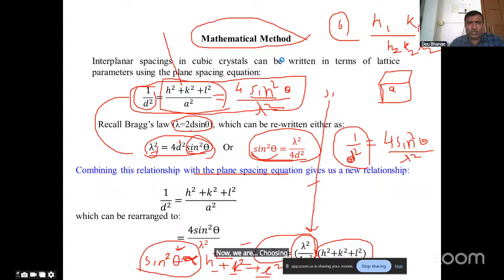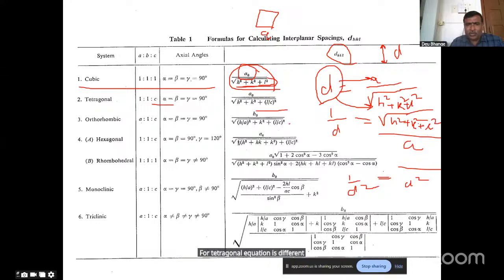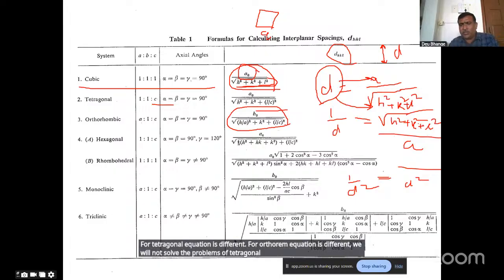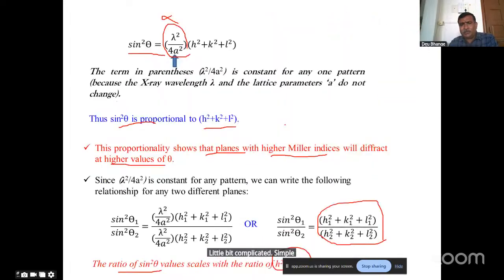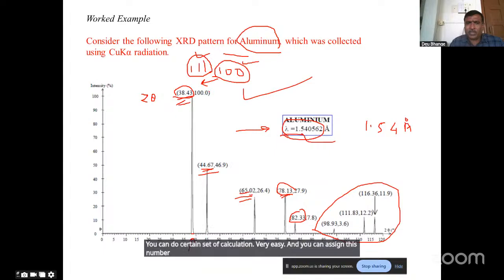Now, if your material is brand new and if it is a cube, we are choosing this formalism for the cubic system. You can see that we have used this cubic system equation. For tetragonal the equation is different, and for orthorhombic the equation is different. We will not solve the problems of tetragonal and orthorhombic in this session because it is time consuming and a little bit complicated. We are handling a simple system for the sake of convenience. If your material is unknown and cubic, you can do a certain set of calculations, very easy, and you can assign these numbers. It is called indexing of novel systems.